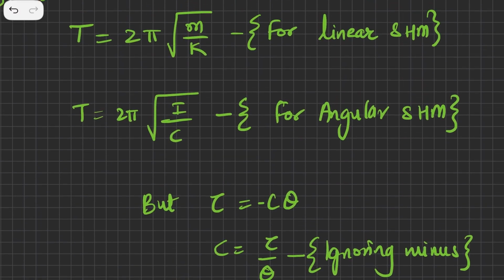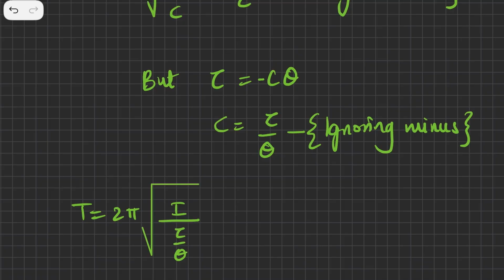Now, the time period is given to us, and the moment of inertia is mr square by 2 for a disk, because it's a disk, it's not a ring. So moment of inertia is not a problem. The problem is C, so somehow I need to get rid of C. Making C the subject, I'll take theta to the other side, so I'll get torque upon theta.